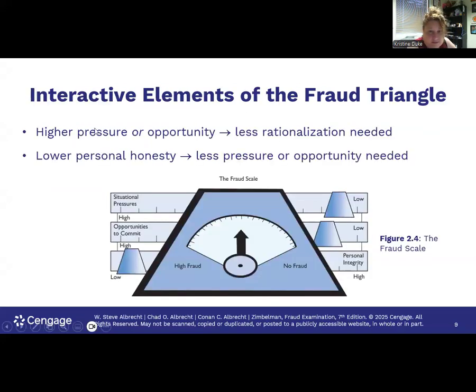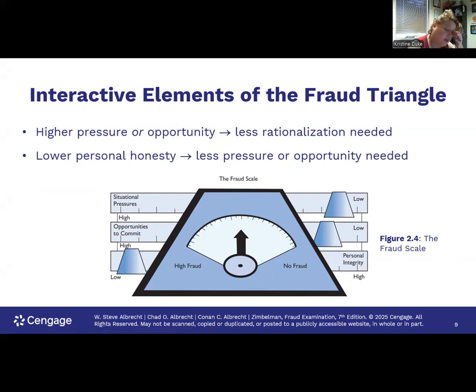Here's the fraud. This is the fraud scale. So basically, this is situational pressures. If they're low, it's nice and balanced. If it's higher, then it's going to tip over in this way. And the opportunities to commit. Again, if the opportunities are low, it's not going to tip the scale. If you have high personal integrity, it's going to help you out there. Anyhow, so that's the fraud scale.